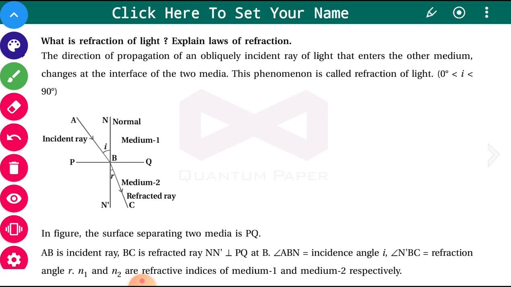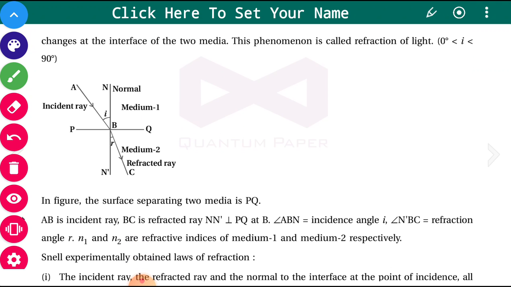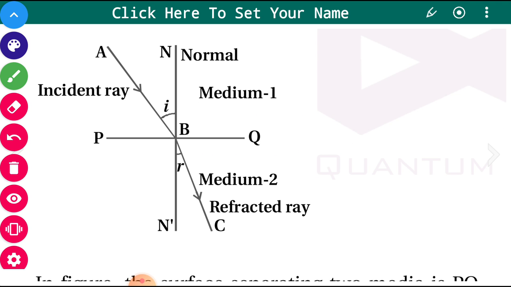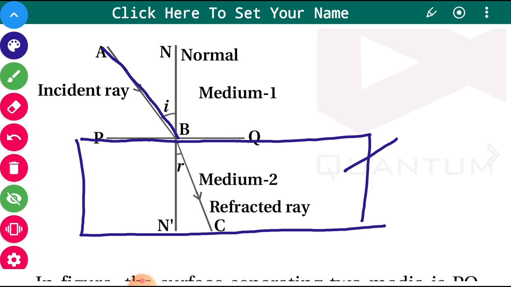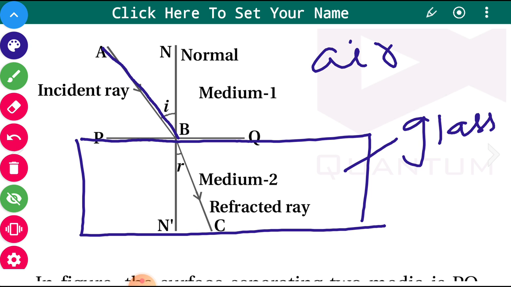If the angle of incidence is between 0 to 90 degrees, then this ray of light changes its direction of propagation. See here, you can easily understand. You have studied all these things earlier in your 10th standard. This is the incident ray which is falling on this medium. Say, for example, this is a glass medium, and the ray of light is coming from the air medium. This is the air medium. Then, if it enters the glass medium, it goes like this.